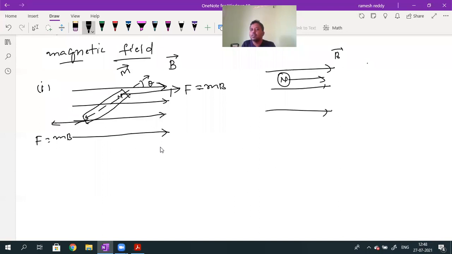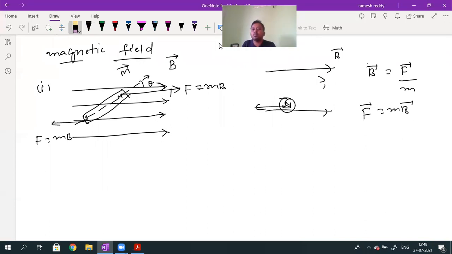Yesterday we discussed it. What is the definition for B bar? B bar direction is given by F bar divided by M. And F bar value will be given by M into B bar. Whenever M is a north pole, F bar and B bar are both in the same direction. Whenever M is because of the south pole, F bar and B bar are in opposite directions. When I consider a north pole here and south pole here, south pole will experience a force in the direction opposite to B bar. This point should be cleared. North pole will experience a force in the direction of B bar. South pole will experience a force in the direction opposite to B bar.